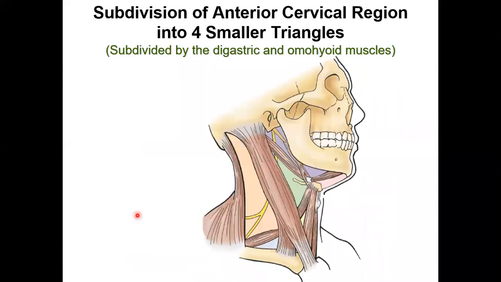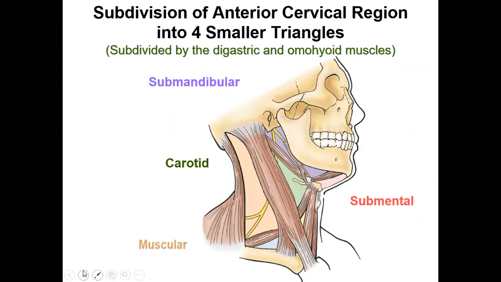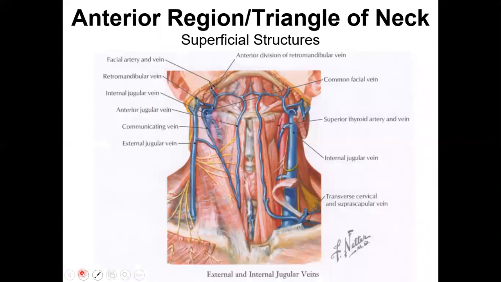So the subdivisions of the anterior triangle, there are 4 of them. We'll go over these again. You have your submental, literally meaning below the chin, your submandibular, below the mandible, your carotid, and your muscular. So this is the front of your neck. Here's that imaginary midline that we're drawing down. So your 2 different anterior triangles of the neck.